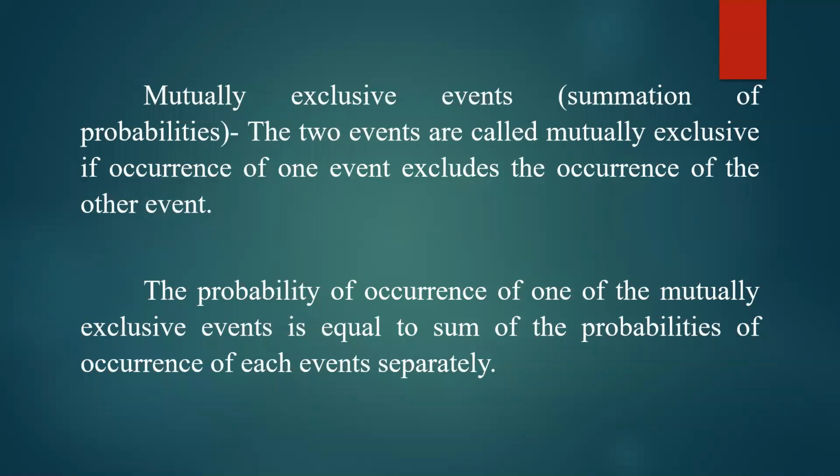Okay, one possibility, 1/4 you should get. So mutually exclusive events, okay, sorry, I have confused this. No problem, I will give the example in the next class, so there is no confusion. So for mutually exclusive events you have to take the summation of probabilities. The probability of occurrence of one of the mutually exclusive events is equal to the sum of probabilities of occurrence of each event separately.